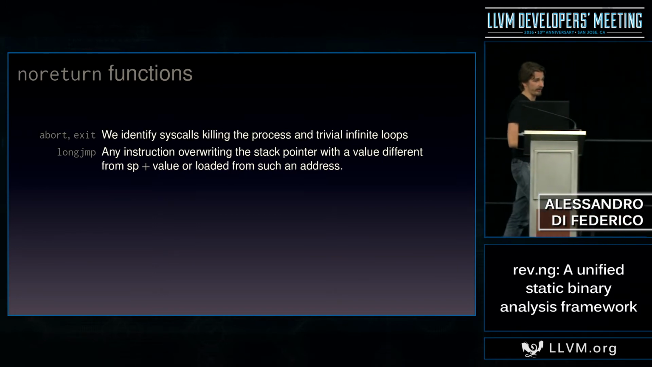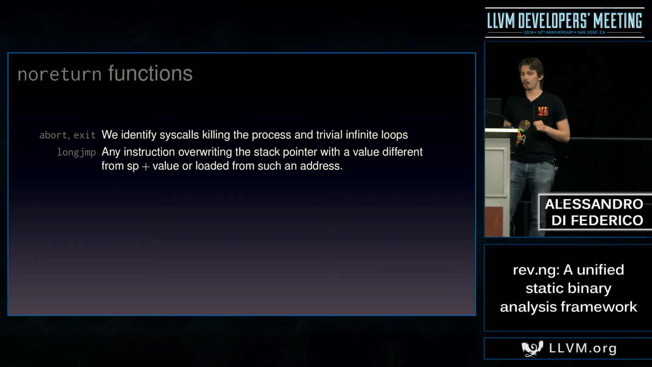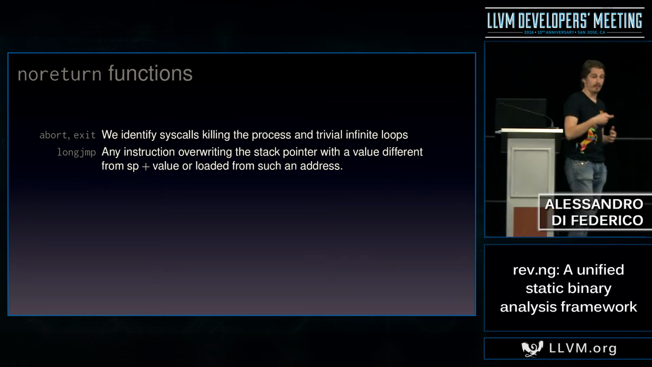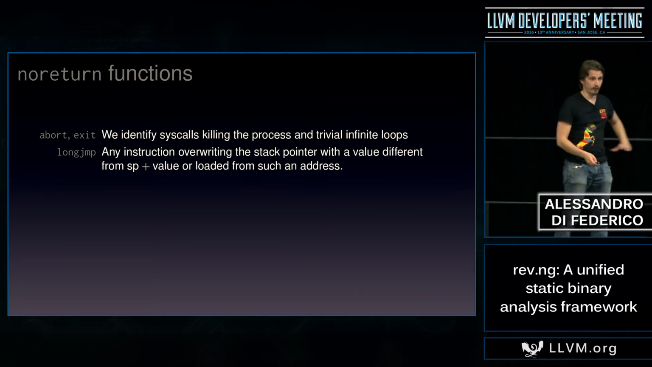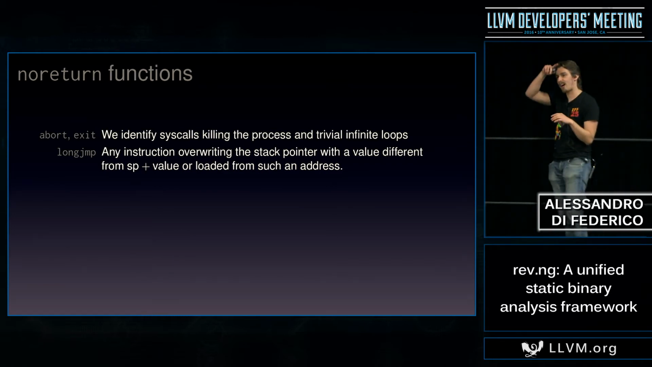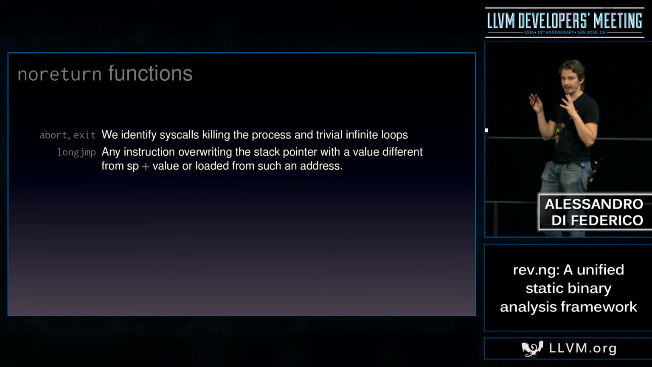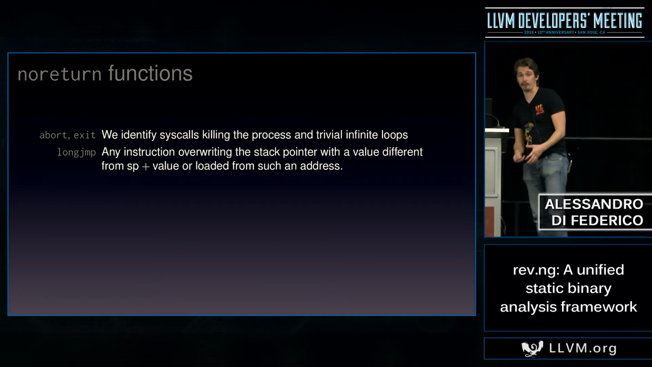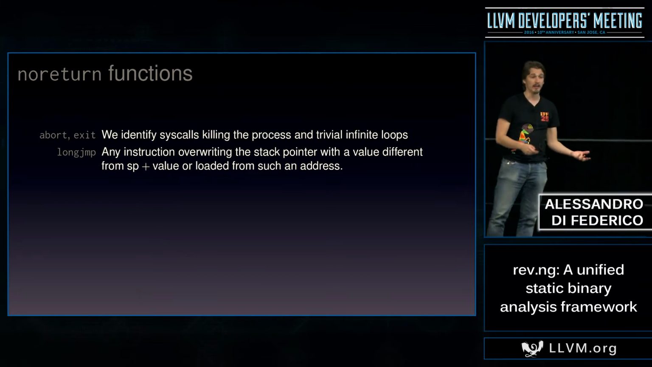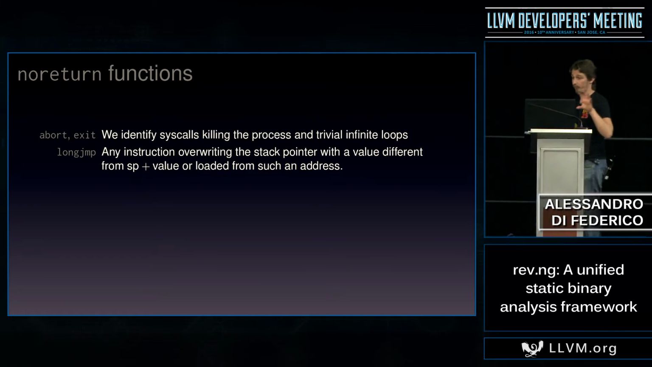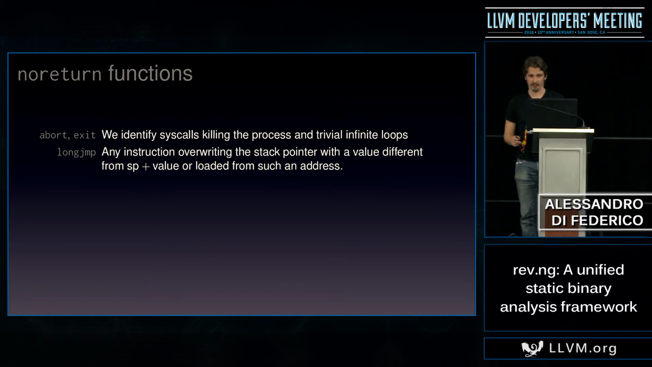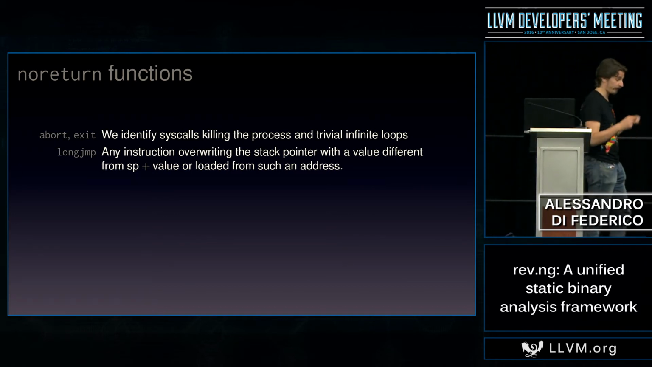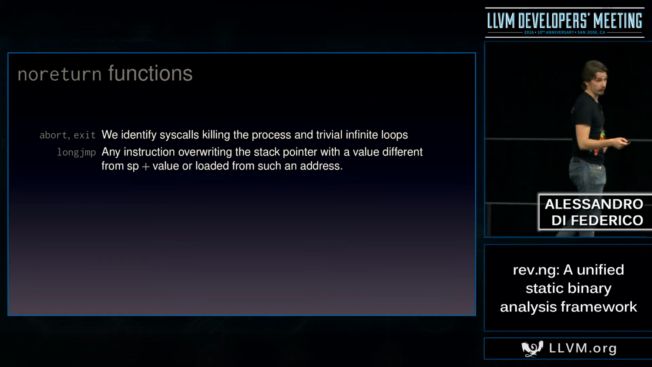And we have basically 3 ways to do this. First, we try to identify syscalls that can kill the process. So for each syscall, we try to identify which syscall number is being used. And if it maps to, for instance, exit or exit_group, we mark the basic block performing the syscall as a killer basic block. Another source of killer basic blocks are infinite loops.